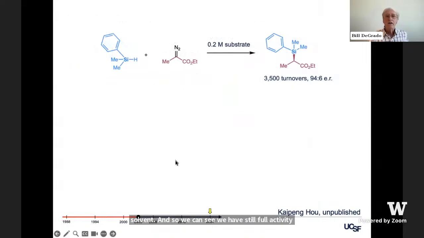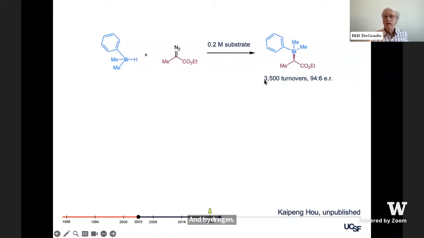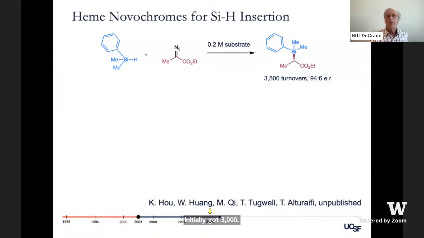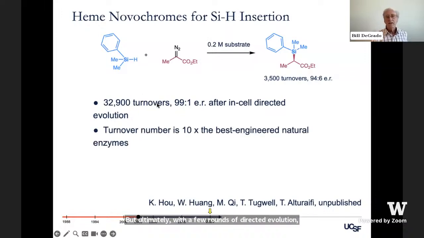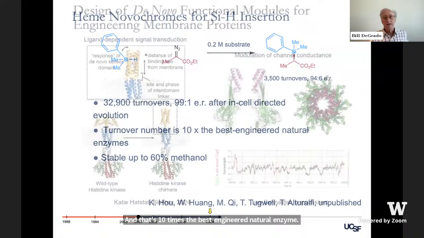He went on and also did a silylation reaction where we're inserting a carbene between a silane and hydrogen. Again, a chiral center is created. Initially got 3,000 an anti-Americ ratio in 0.2 molar substrate. But ultimately, with a few rounds of directed evolution, was able to get to 30,000 turnovers. And that's 10 times the best engineered natural enzyme. It's stable up to 60% methanol in this case.